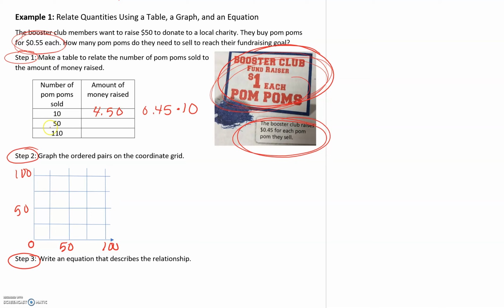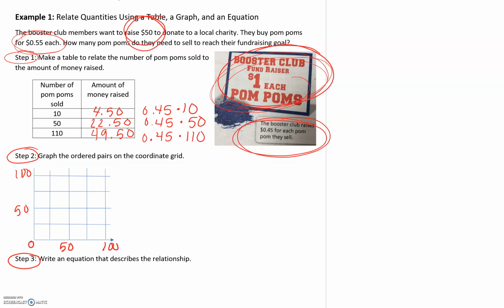Okay, let's try it again for another value. So 50: I have 0.45 times 50, and my total is going to be $22.50. Notice selling 50 pom-poms doesn't get me the $50 I want to donate to charity. So we try again. Let's do 110. I have 0.45 times 110, and I'm going to get $49.50. So almost there with 110.